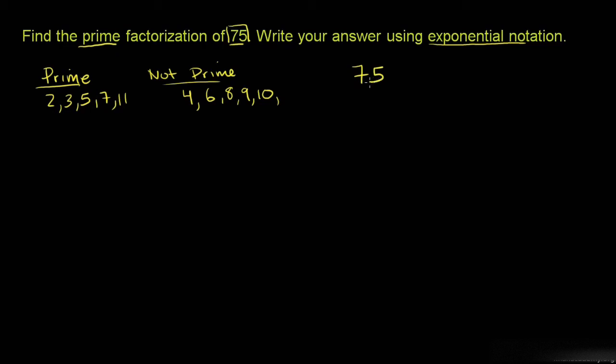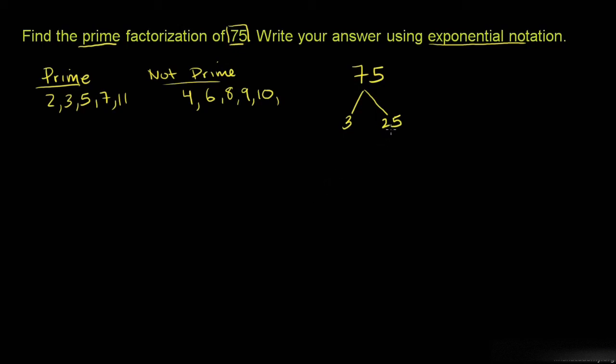So then we could try 3. Does 3 go into 75? Well, 7 plus 5 is 12. 12 is divisible by 3, so 3 will go into it. So 75 is 3 times something else. And if you've ever dealt with change, you know if you have 3 quarters, you have 75 cents. Or if you have 3 times 25, you have 75. So this is 3 times 25. And you could multiply this out if you don't believe me. Multiply out 3 times 25.